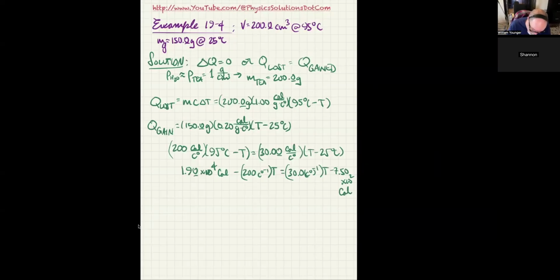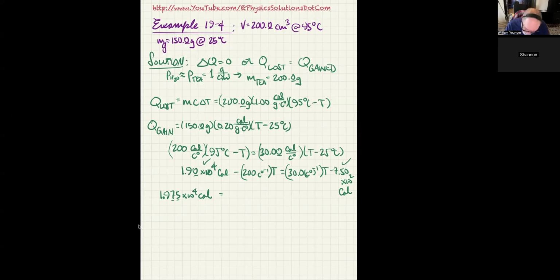And all of these are lowercase calories, even though I wrote them and they look like uppercase calories. So 1.9 times 10 to the fourth is bigger than the 7.5 times 10 to the 2. So I'm going to bring those over here. So this gives me 1.97 times 10 to the fourth calories on the right hand side. That takes care of this term and this term.